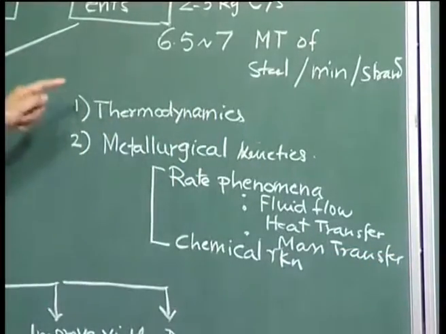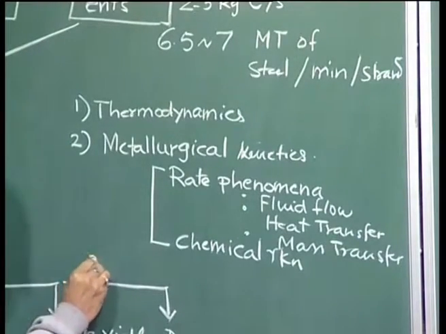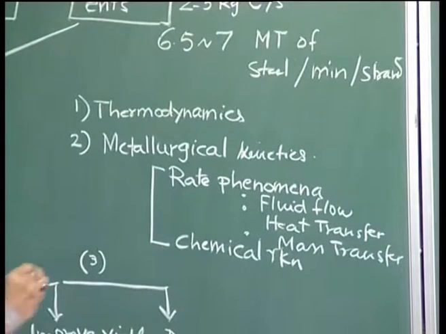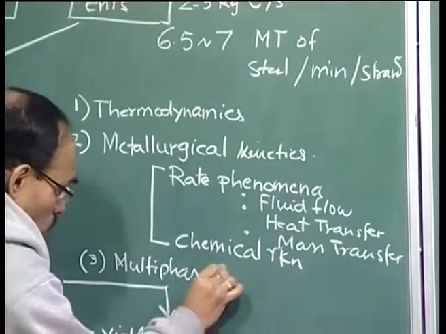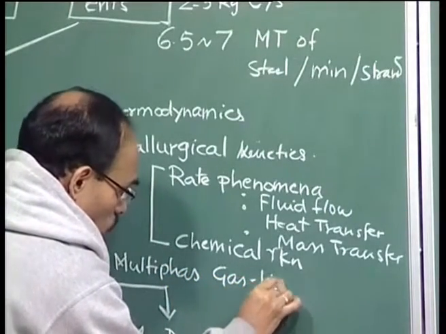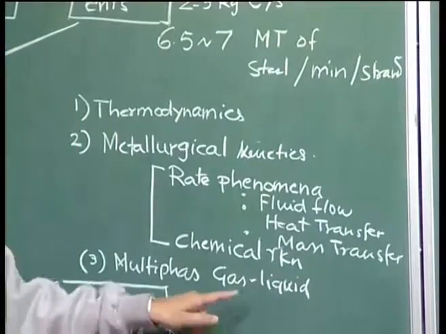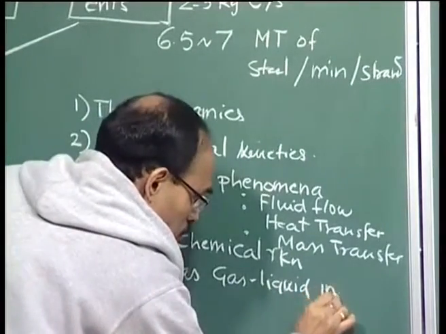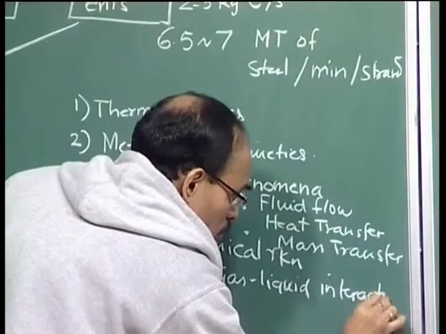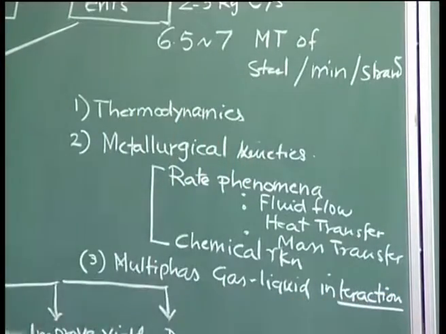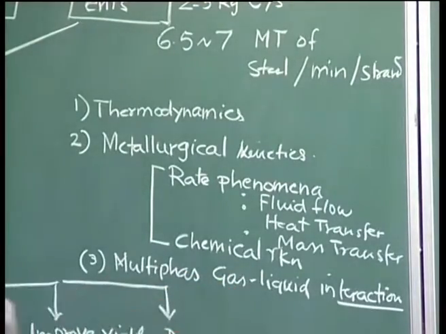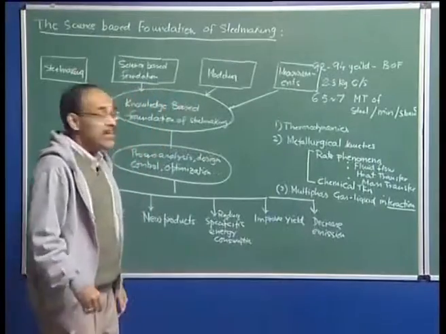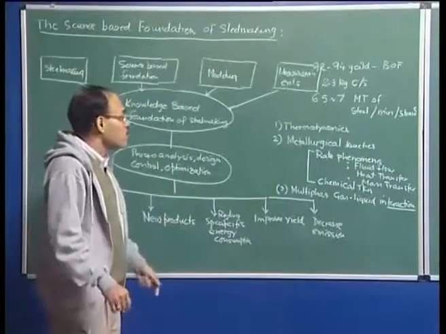So, you see the science based foundation of steel making is extremely vast, and on top of that I can say multiphase or gas liquid interaction. Basically, I am talking of gas metal interaction, because these interactions, as in the case of a basic oxygen furnace, are reacting interactions. On the other hand, in the case of an argon molten steel interaction in a ladle, these are inert interactions, there is no chemical reaction.